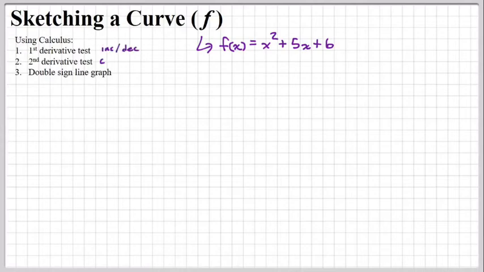All right, the first derivative test tells us where the function is increasing or decreasing. The second derivative test tells us where the function is concaving up or concaving down. Okay, and I'll show you how we use that, but first we've got to find them. So first let's do the first derivative test.